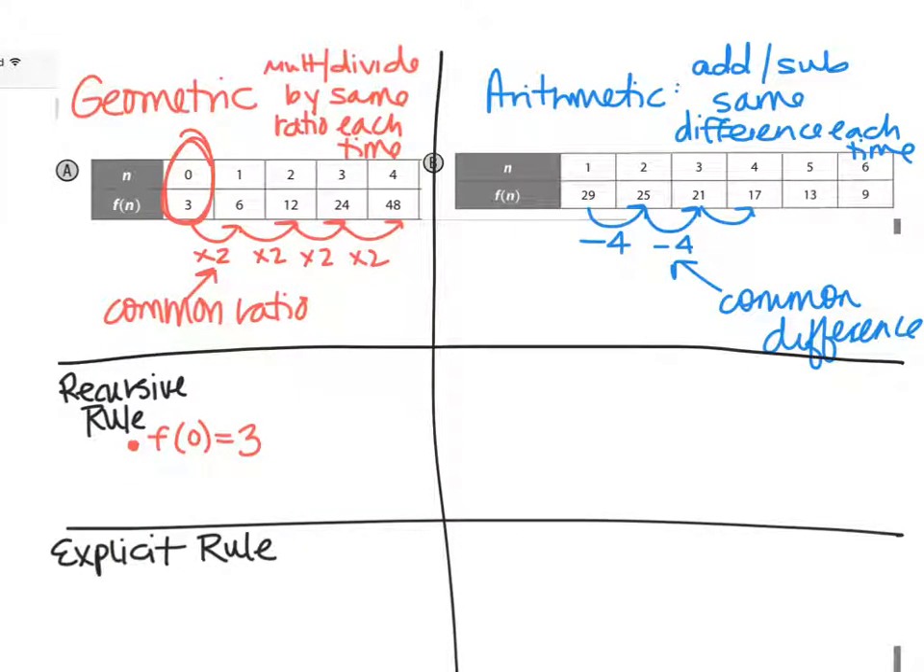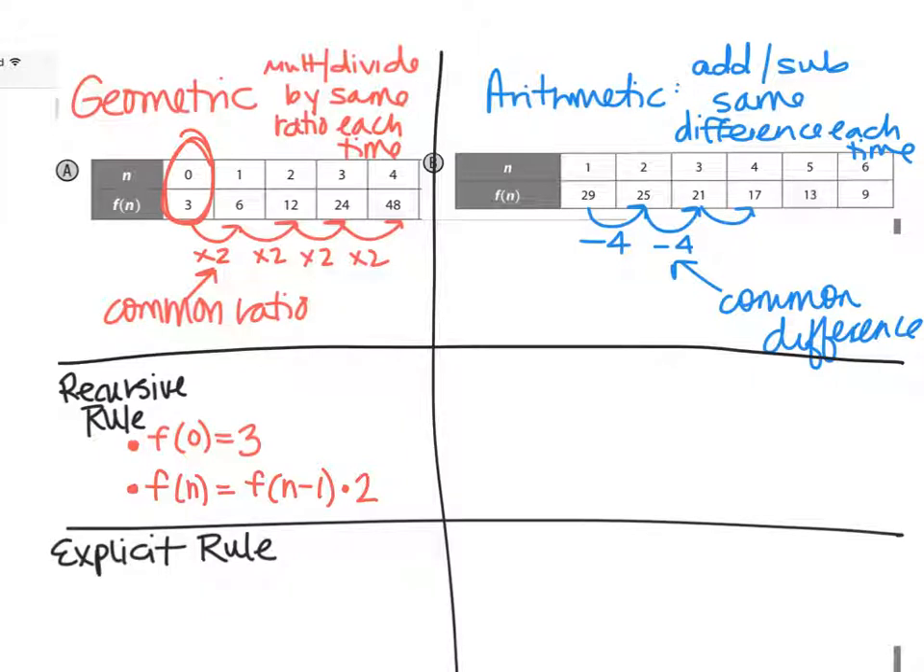Even though this is going to look confusing, a recursive rule is actually pretty simple. The rule is f of n, so that's like your next term, equals the previous term. Remember, previous is f of n minus 1. And then think about what you are doing every time. You're multiplying by 2. So it's f of n minus 1 times 2. That's all you have to do there.